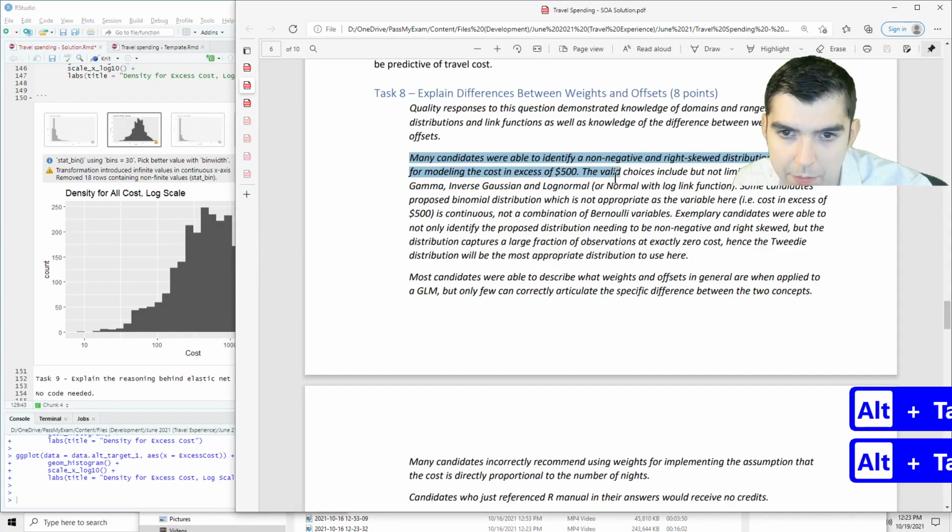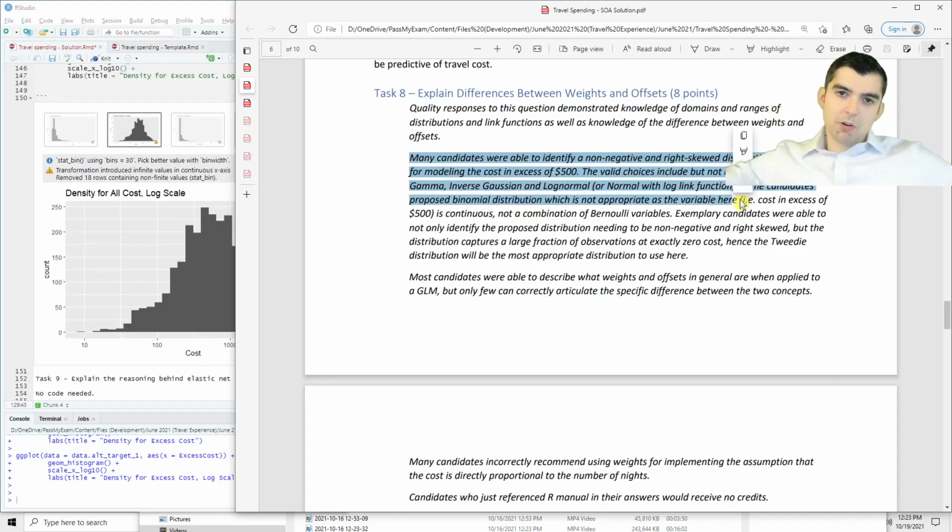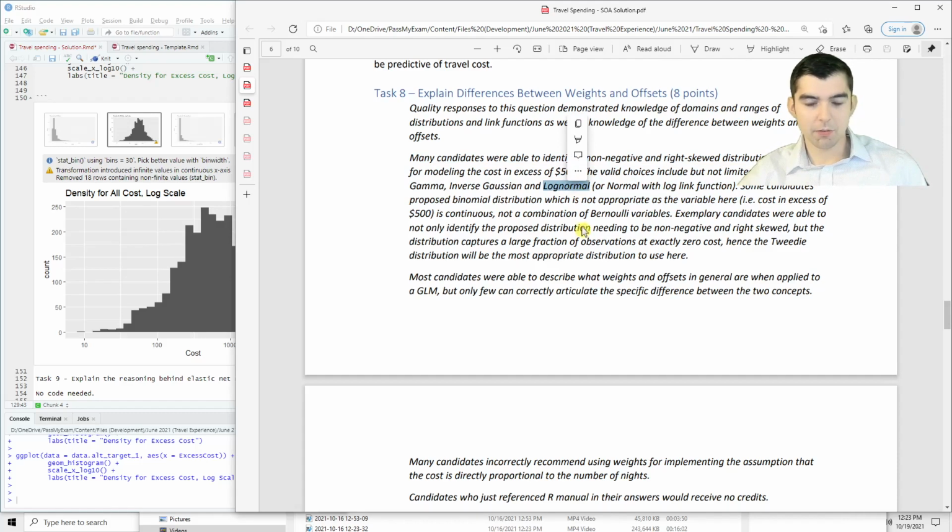Many candidates were able to identify a non-negative and right-skewed distribution as needed for modeling the cost excess of 500. The valid choices include Tweedie, gamma, inverse Gaussian, or log normal, or normal with log link function. Some candidates proposed binomial distributions, which are not appropriate for the variable here. So remember that in this question, they're not asking you to program it in R. There's no way to program a log normal or a Tweedie in R, and so you're not expected to. However, the exam syllabus does give you that material, and so they can test you on the knowledge without testing you on the actual implementation.